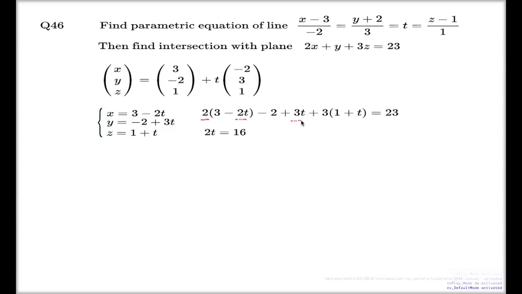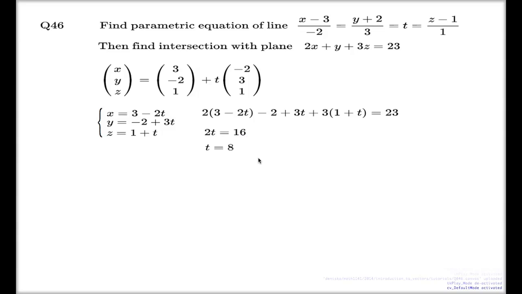-4t plus 3t, it's -1t, plus another 3t, it's plus 2t. That's why we have double t on the left-hand side. Free term here is 6. Take 2, it's 4. Plus 3, it's 7. And then 7 goes on the right-hand side. 23 take 7, it is 16. Which gives you t equal 8 as a solution.